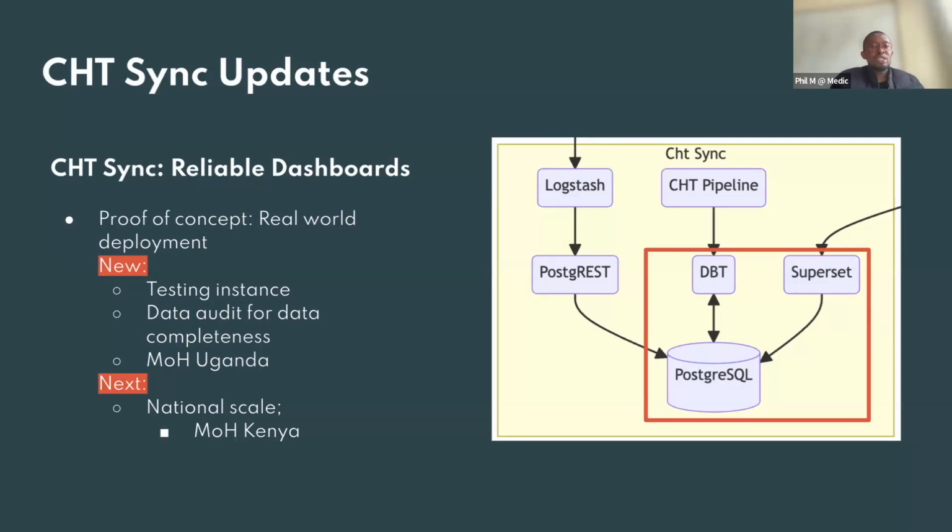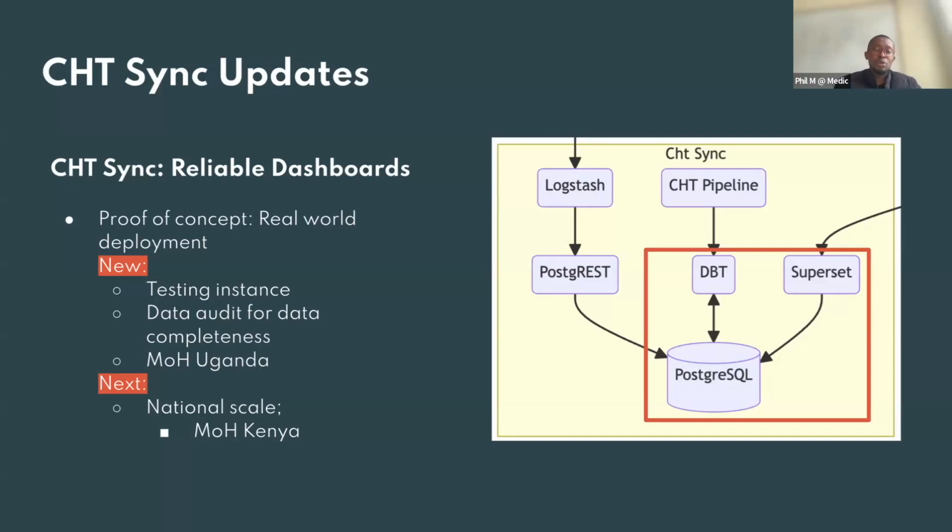So what we've been doing is having a proof of concept in the real world. We have our deployment that we are working on, so there's a test instance for that. We'll be sharing our learnings on that, documenting how we went about it and what you can do to have your own instance with the CHT sync configuration, so that you can have more reliable dashboards. As opposed to CouchDB to PG, this is an alternative too. We are also doing some data audits just for completeness, ensuring that what is being copied over from the different dashboards is the same.